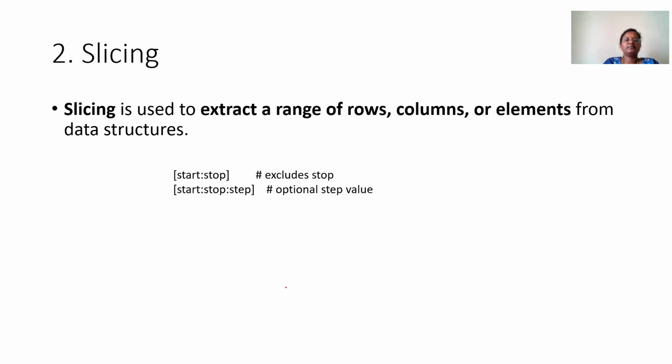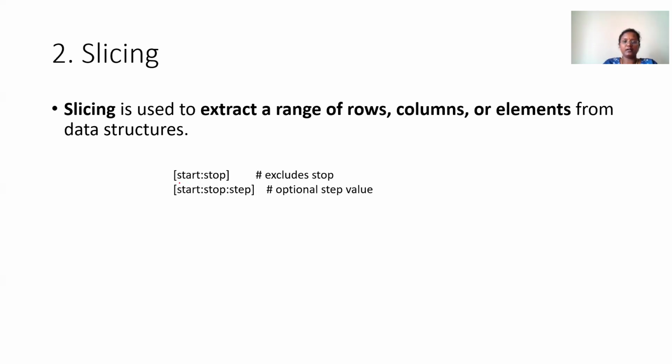And the next thing that we are going to see is slicing. Indexing is nothing but pointing out a particular value under a particular column or particular rows. The indexing can be done using location, position based or label based. Next concept, we are moving on to slicing. Slicing is used to extract a range of rows, columns or elements from the data structures.